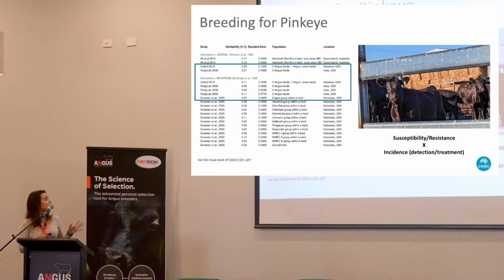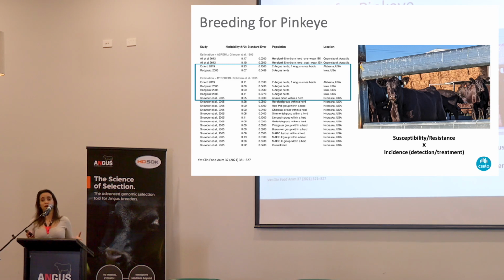So for those who like numbers, here is a table extracted from a review paper that summarized a lot of studies around PINKEYE, and highlighted we can see the ones with Angus. And in the second column, we can see the different heritabilities that were found in these studies. So the important message here is what we are recording in these studies, and when we record PINKEYE in general, is not susceptibility or resistance to the disease. Because to do that, we would have to expose all the animals at the same time and the same intensity to the disease, and then see which ones got sick and which ones didn't. But that's not what happened.